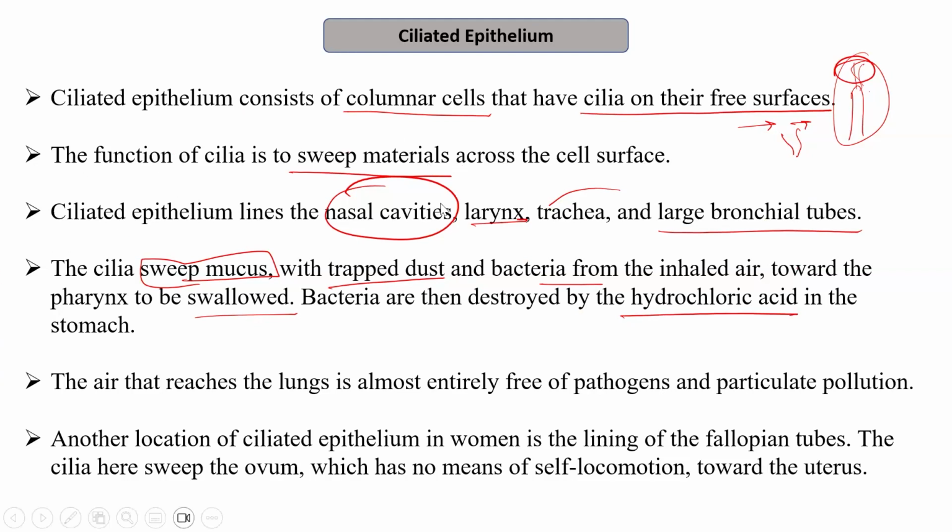Another location of the ciliated epithelium in women is the lining of the fallopian tubes. These fallopian tubes are part of the woman's reproductive system. So there the ciliated epithelium is present. What is the function of the ciliated epithelium here? The cilia here sweep the ovum.